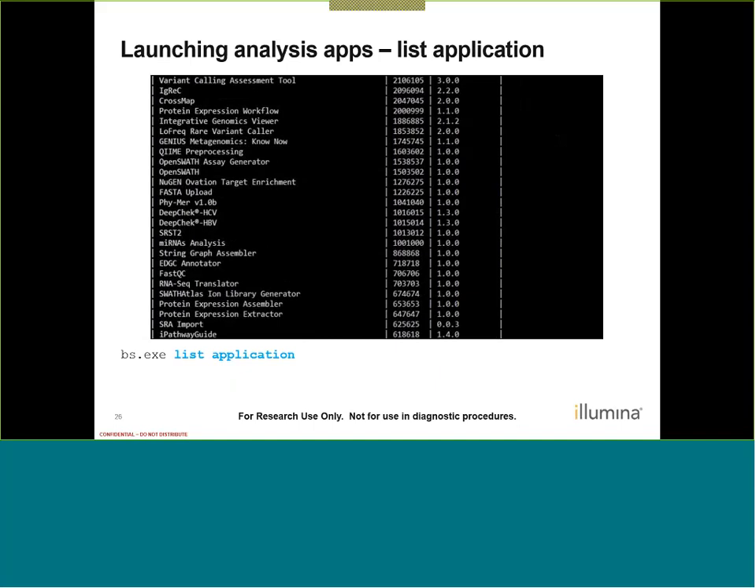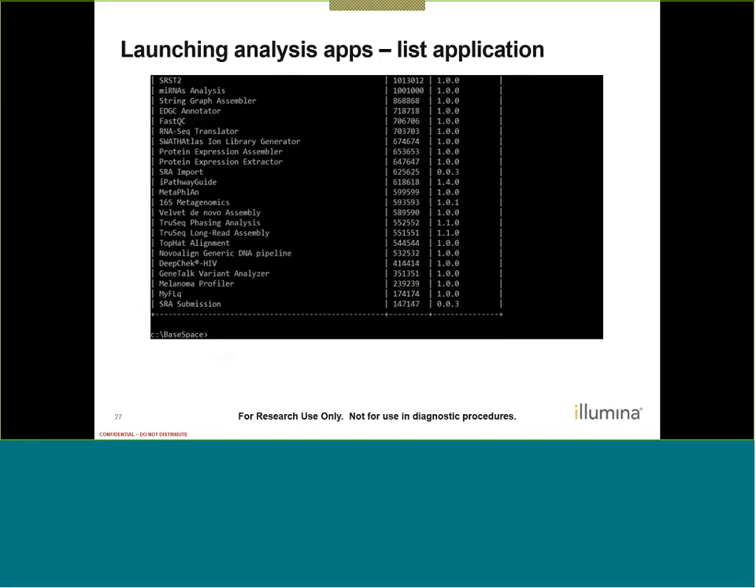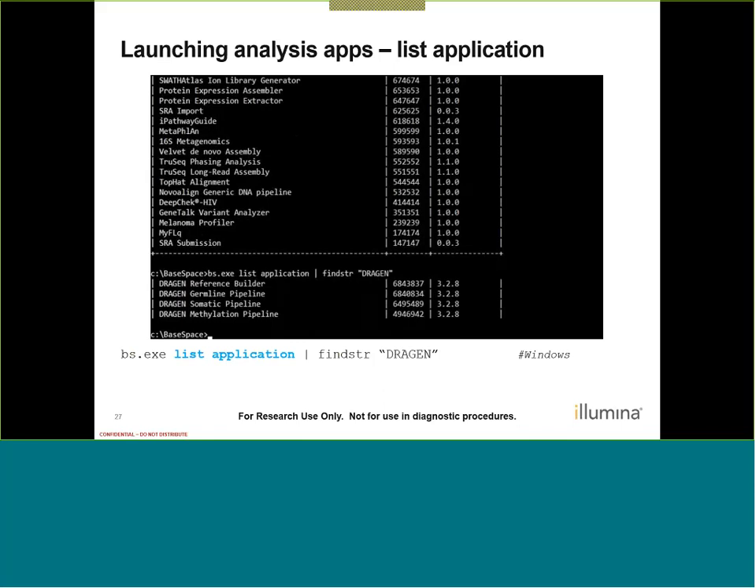So one thing we can do to hone in on the applications we're interested in, especially if we know something that's in the title or the name of the application, is we can actually filter based on a particular string. In this case, I'm just looking for the word dragon. And this command, the findstr or find string, is specific to Windows. And what it's doing is taking the output from the list application command and then looking for the word dragon.